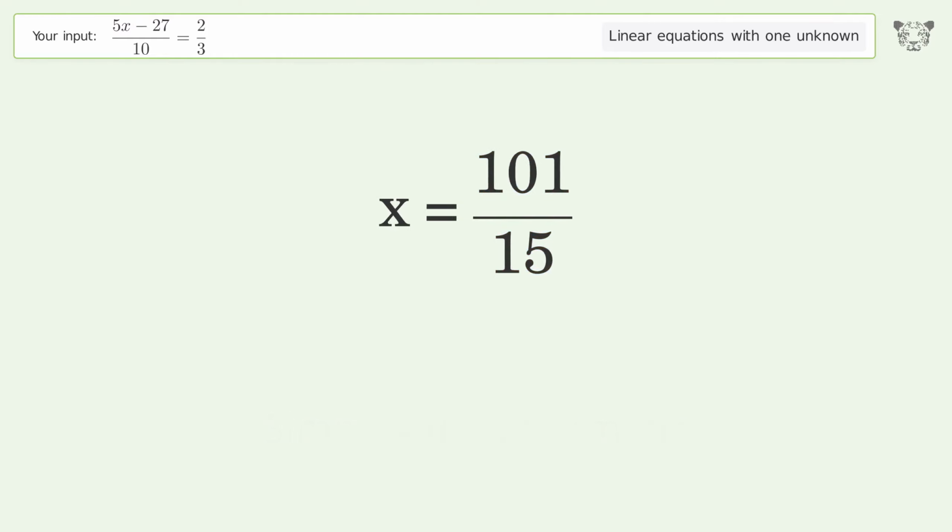And so the final result is x equals 101/15.